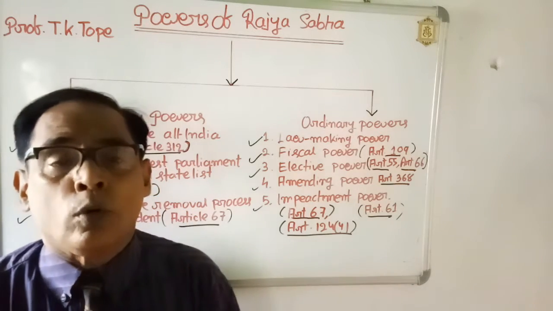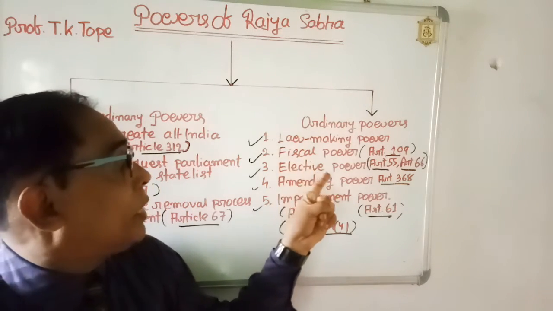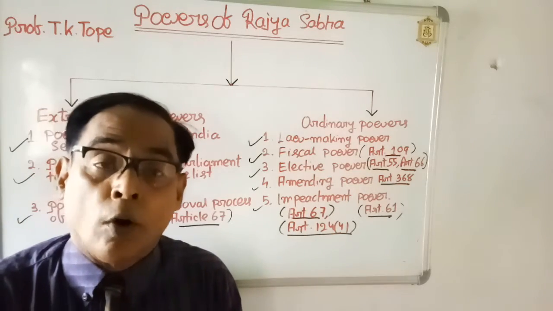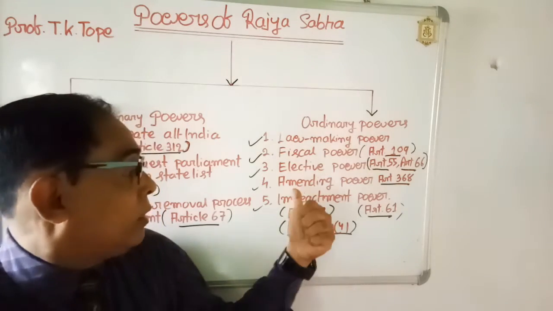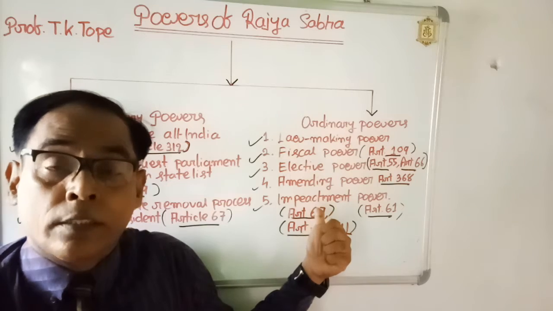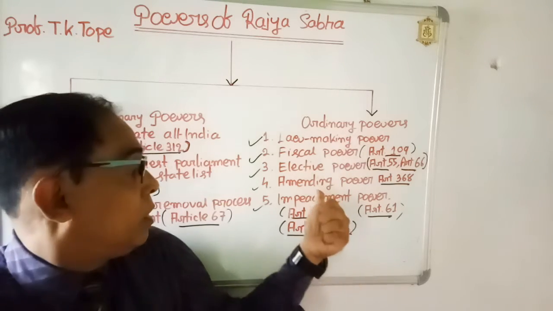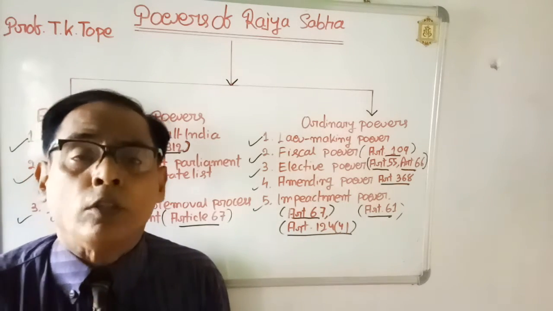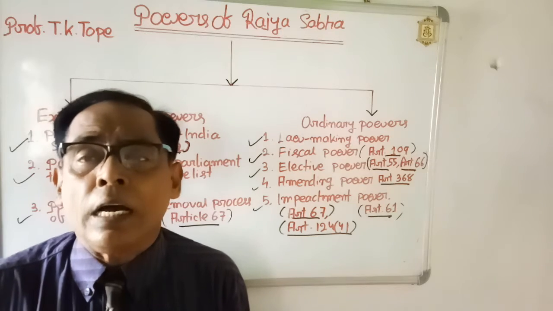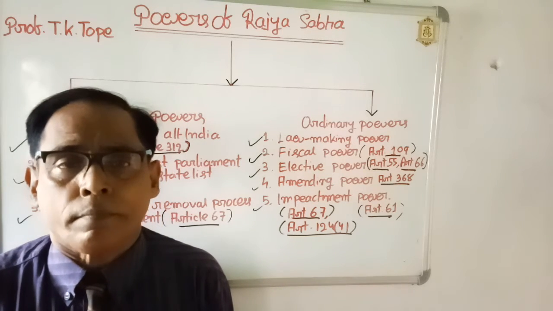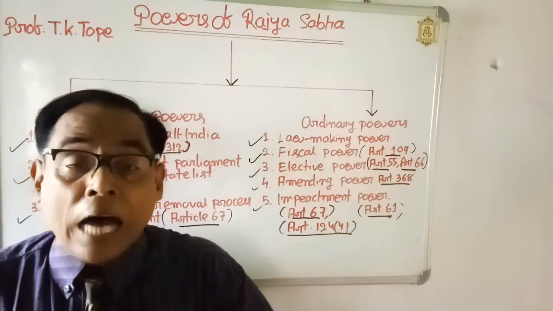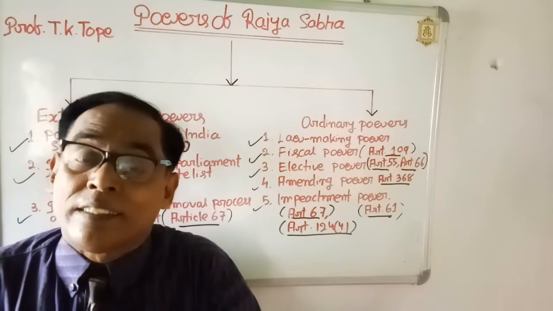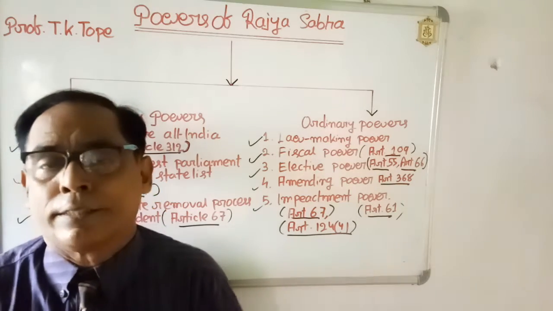So, till now you know three of the ordinary powers of the Rajya Sabha. Two ordinary powers of Rajya Sabha are still left. The fourth ordinary power of the Rajya Sabha is the amending power. As time is changing, the constitution will have to be changed.